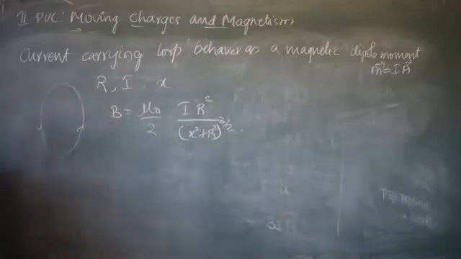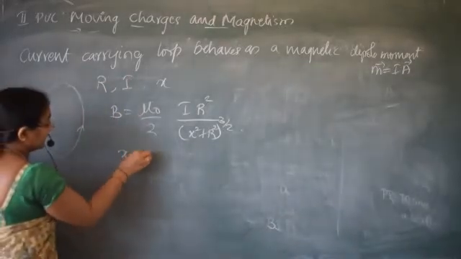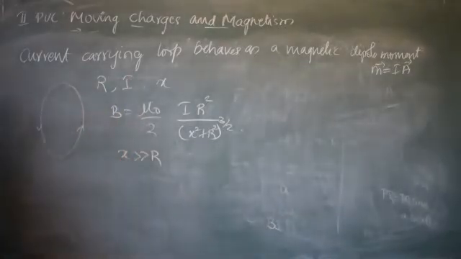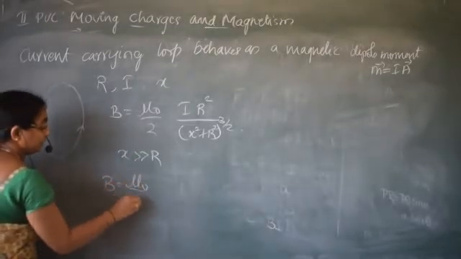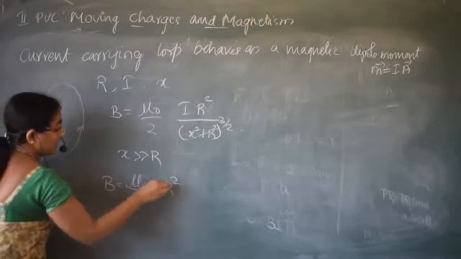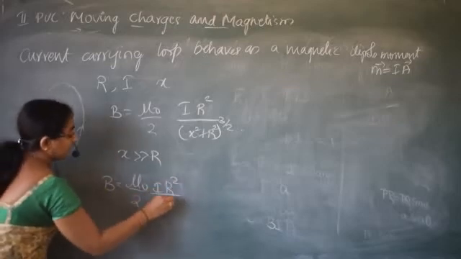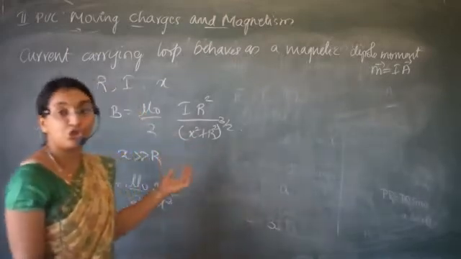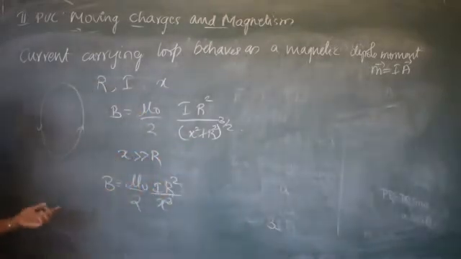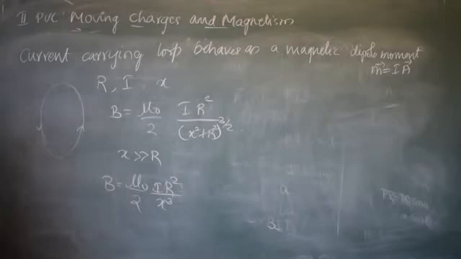Correct? Here, if x is greater than r, then what can we write? B is equal to mu naught by 2, I r square by x to the power 3, because x square to the power 3 by 2 will become x cube. So therefore B is equal to mu naught by 2, I r square by x cube.